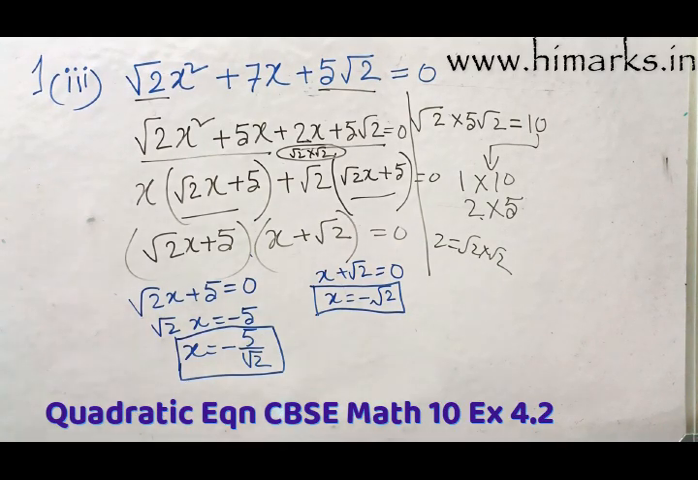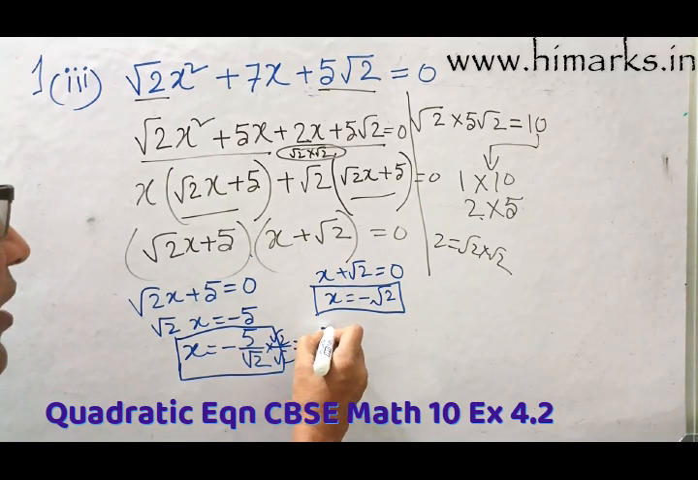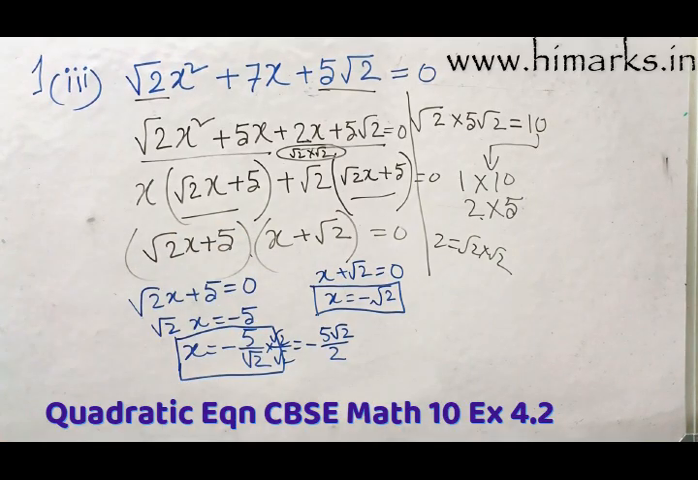Sometimes if you don't want a root in the denominator, then you multiply with root 2 up and down. So you get minus 5 root 2 by 2. Okay, so these are the two solutions, two roots of the given equation.